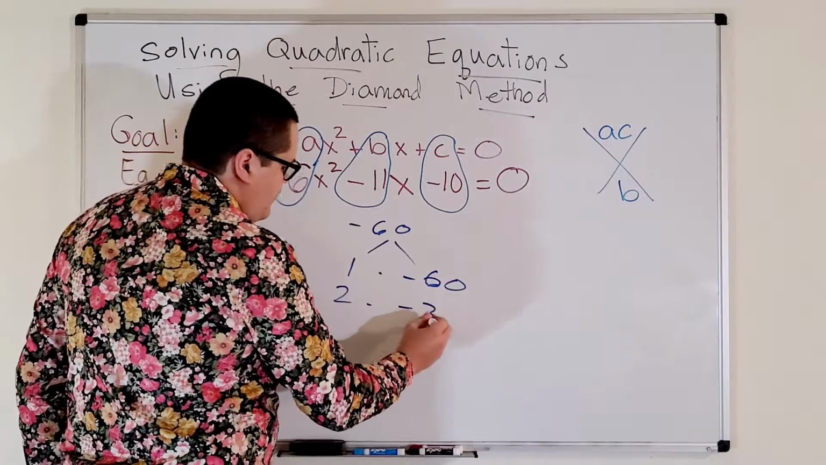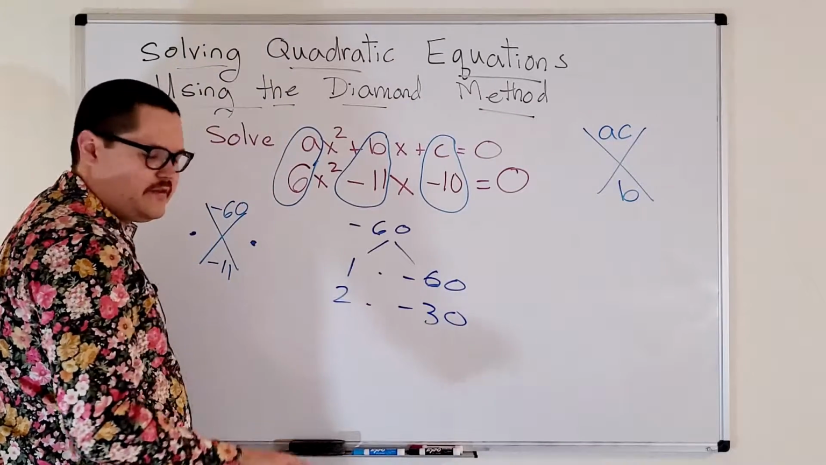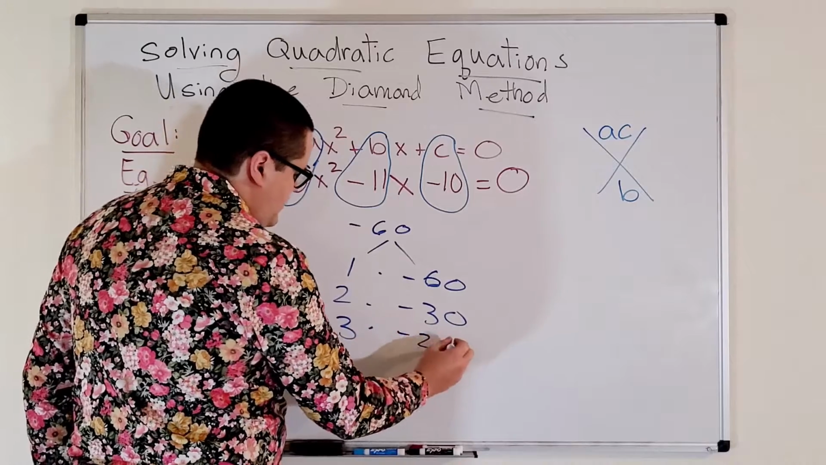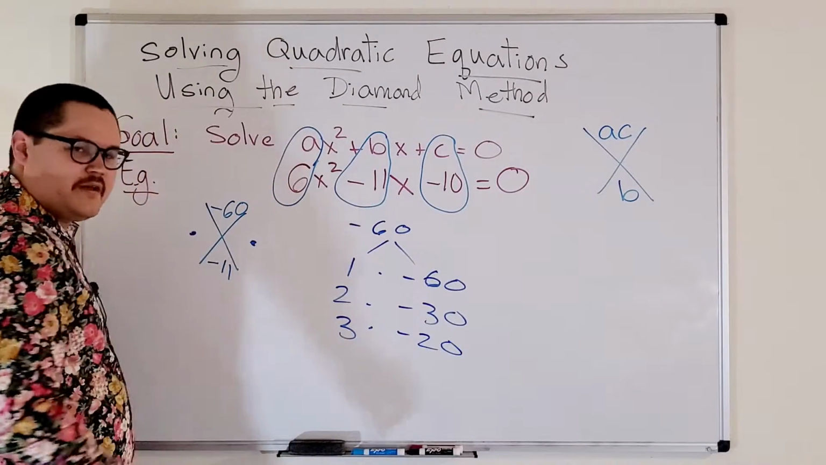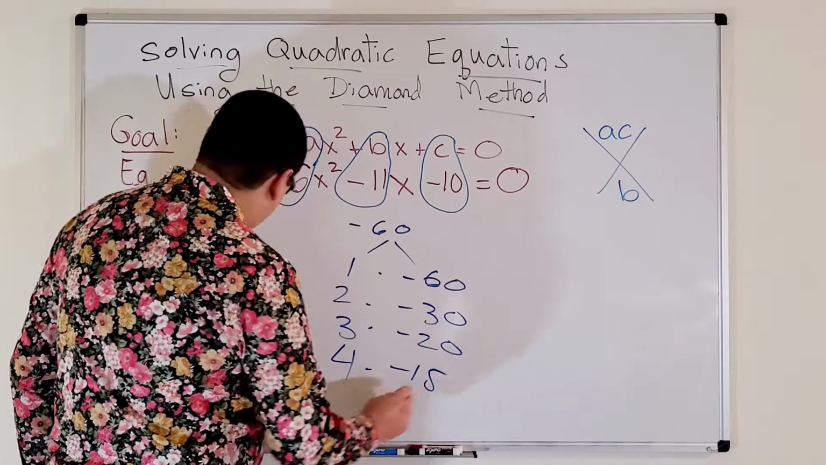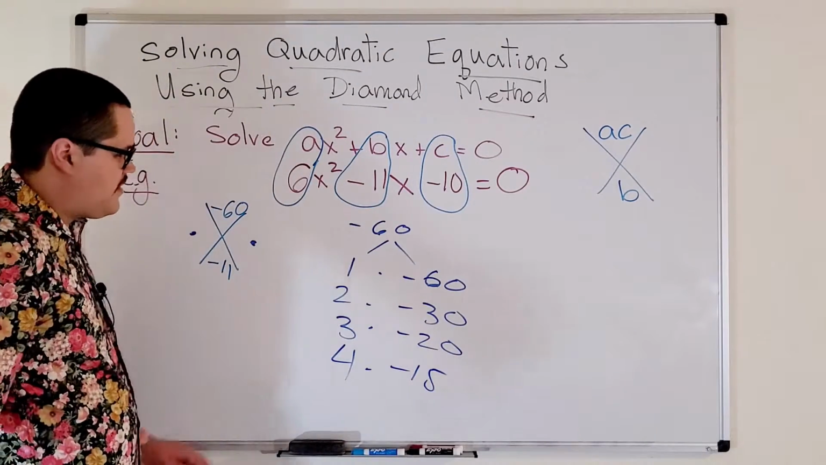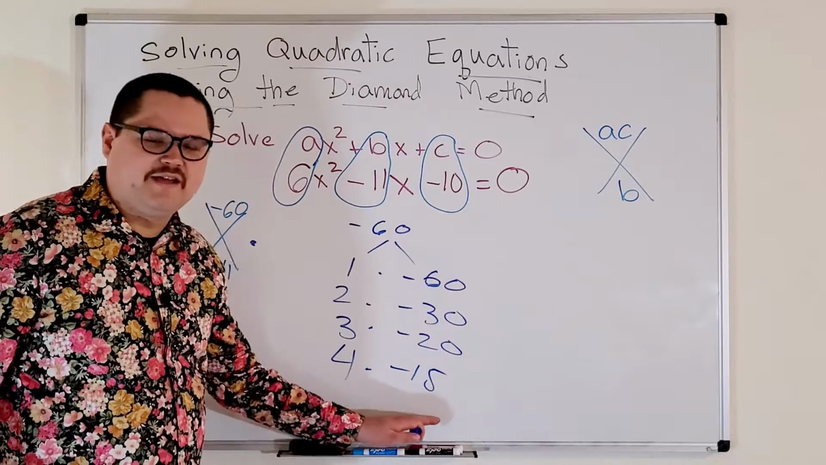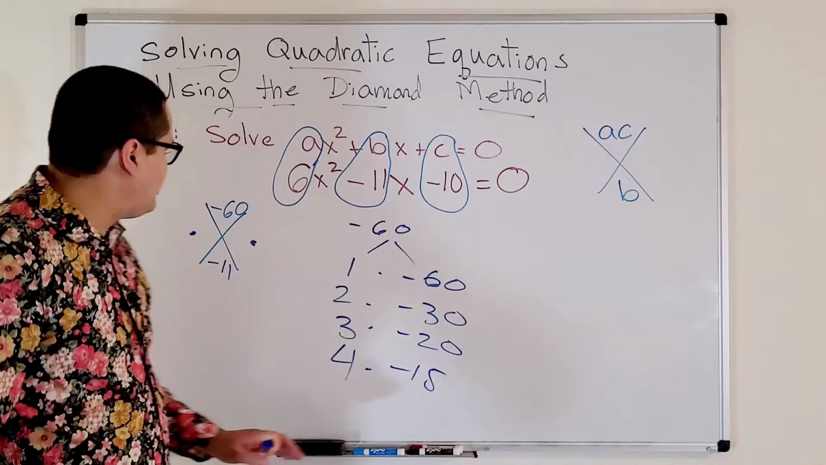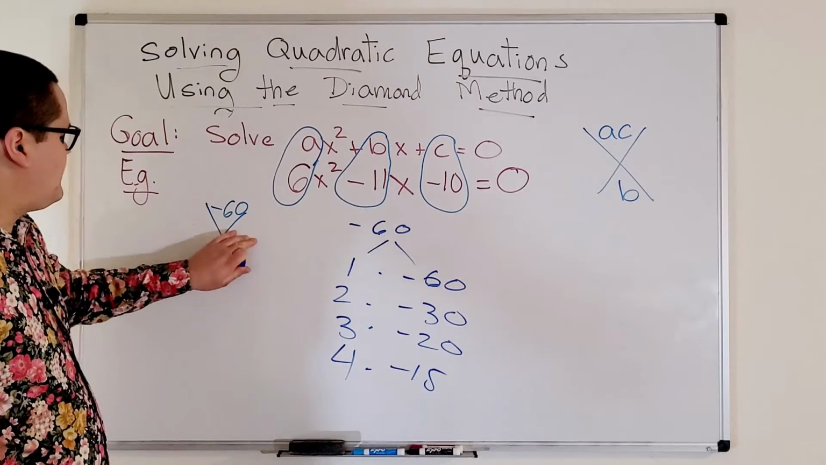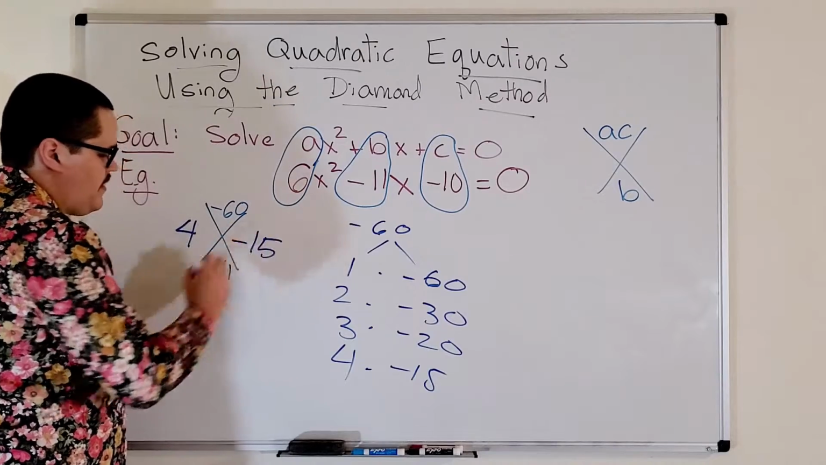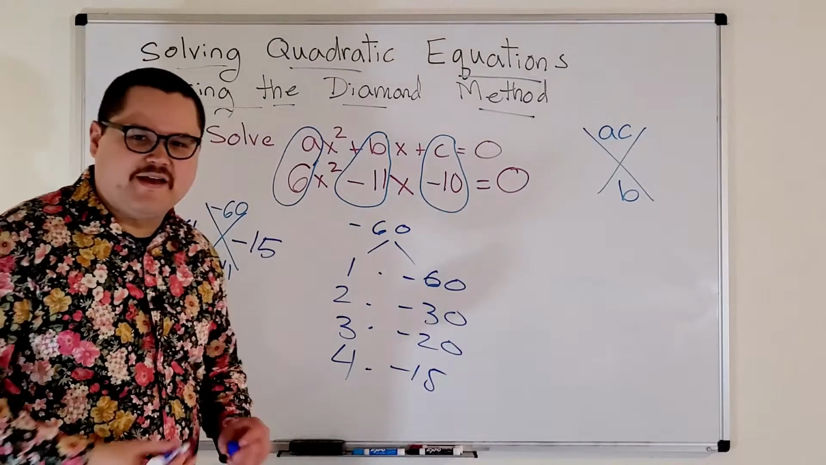2 times negative 30. Those don't add up to negative 11. 3 times negative 20. And those don't add up to negative 11. 4 times negative 15. Oh. So 4 and negative 15 multiply to negative 60 and add up to negative 11. So that's what we put in these two places. That's step 3.